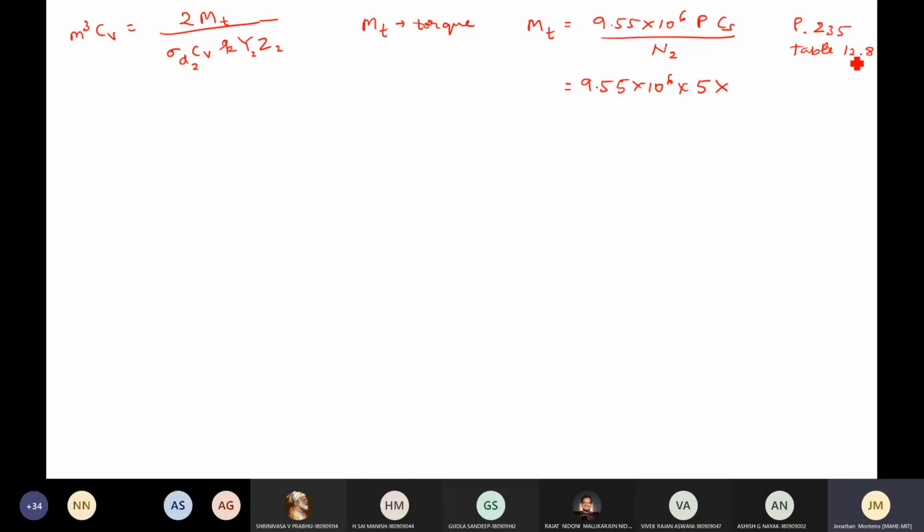Table 12.8. There you search for medium shocks and 8 to 10 hours per day of service. So from this table, you can find out that the service factor comes out to be 1.5. Just check it, page 235, table 12.8. The CS value here will be 1.5.